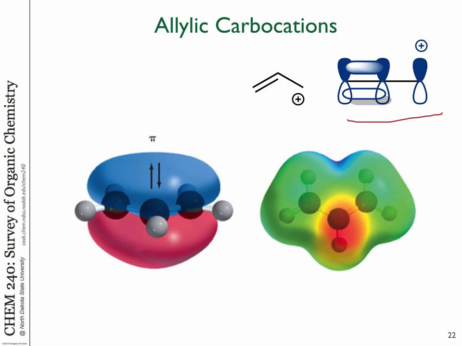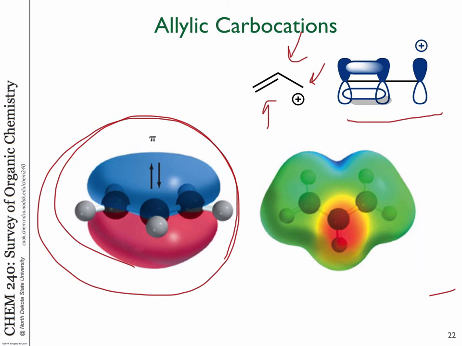We draw it in a line structure with the Lewis representation where we have a pi bond here and an empty orbital there. But if you actually probe the physical characteristics of what the allyl carbocation looks like, it's not unsymmetric. It doesn't have the plus charge on one side. It's symmetric. If you look at calculating the molecular orbitals or the shape of it, notice all three carbons here have the pi system spread out.